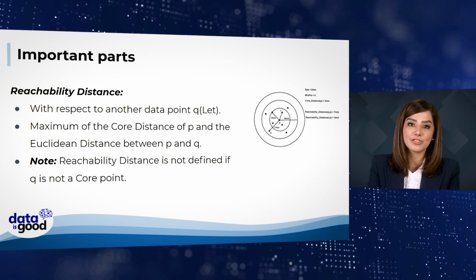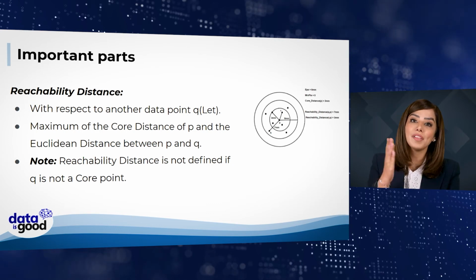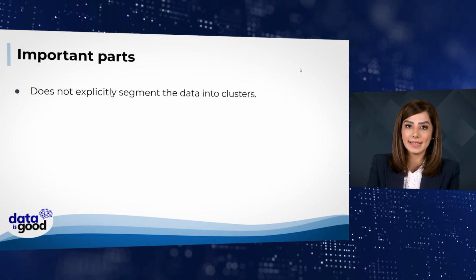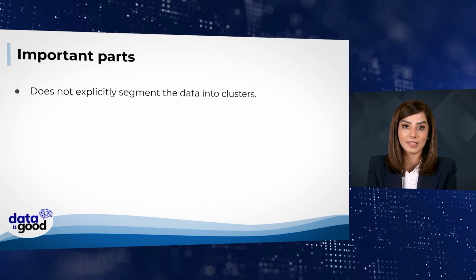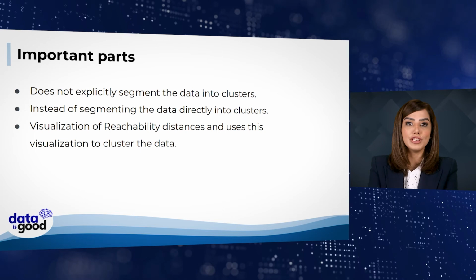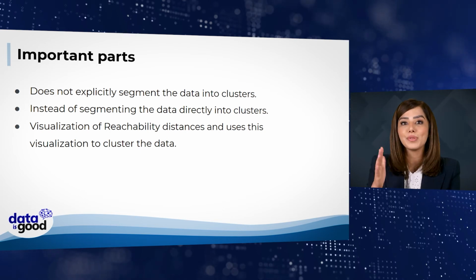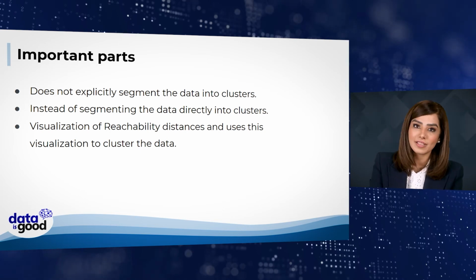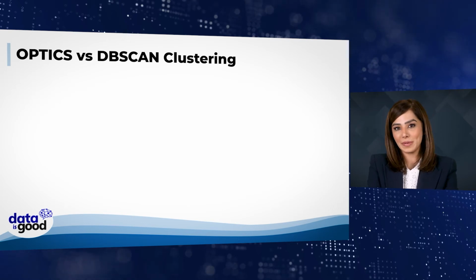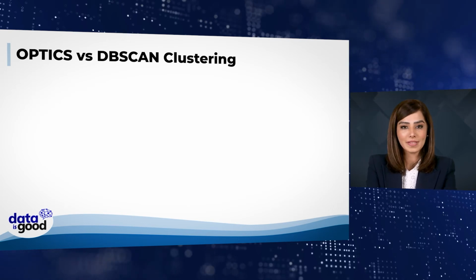The OPTICS clustering technique is different from other clustering techniques in the sense that it does not explicitly segment the data into clusters. Instead of segmenting the data directly into clusters, it produces a visualization of reachability distances and uses this visualization to cluster the data. So let's get started and look at the main differences between these two clustering algorithms.